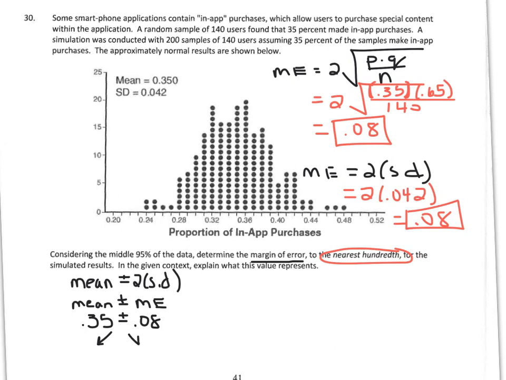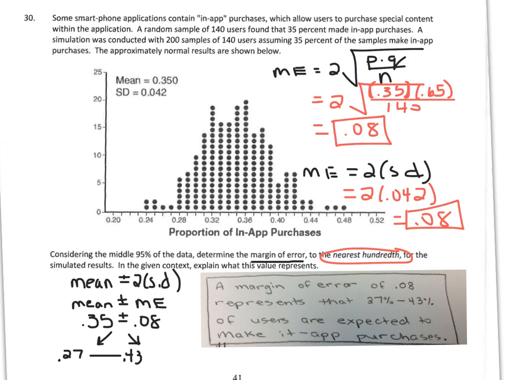So we do 0.35 plus and minus 0.08. So let's see what our interval is here. If we do 0.35 minus 0.08, it gives us 0.27. And if we do 0.35 plus 0.08, it gives us 0.43. So what this margin of error represents in the context of the problem is that basically anywhere between 27% and 43% of users are expected to make in-app purchases, because that's what that's talking about.